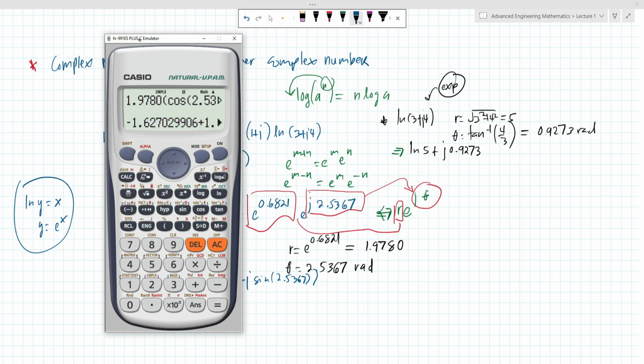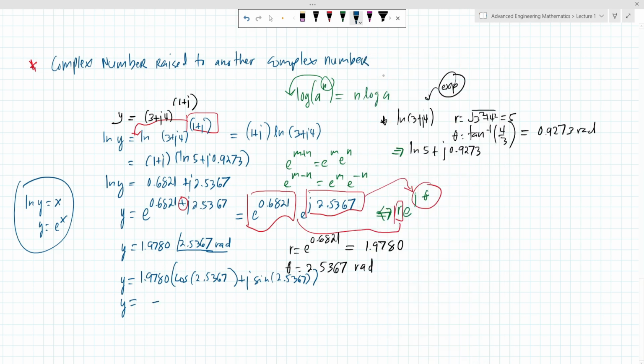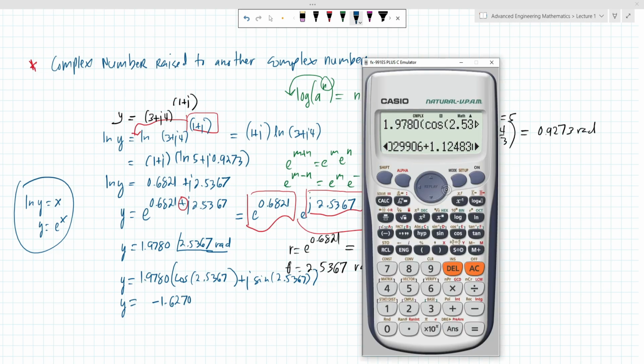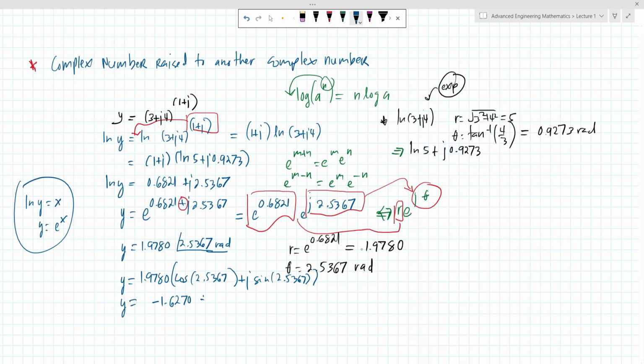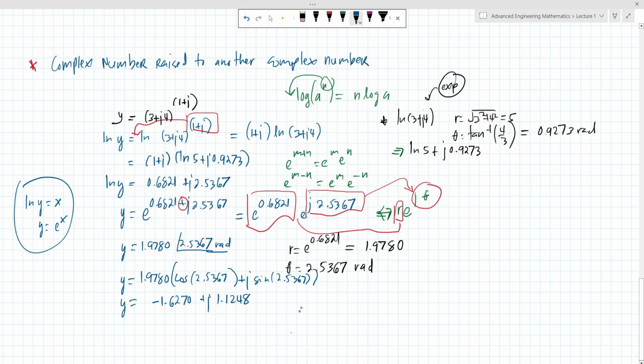So our answer is negative 1.6270 plus j 1.1248. This is the equivalent value of the given complex number with an exponent of a complex number.